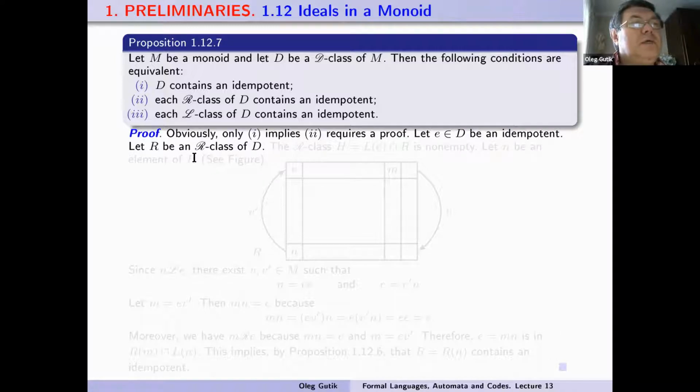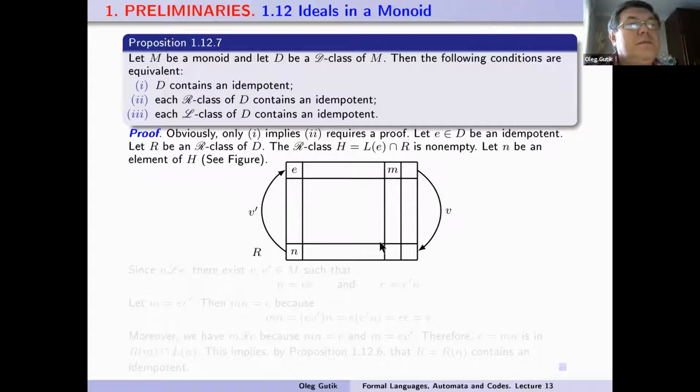Let R be an R class of D. Sorry, this must be the H class. H is equal to L_E intersection R, which is non-empty here. It is non-empty. Let N be an element of H.